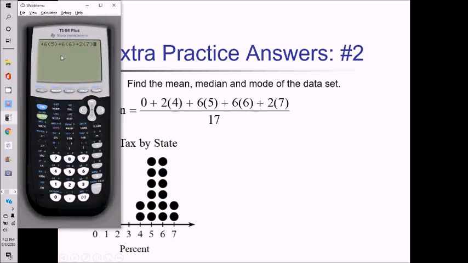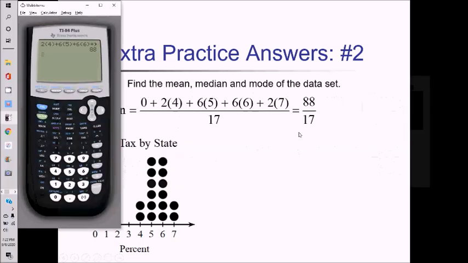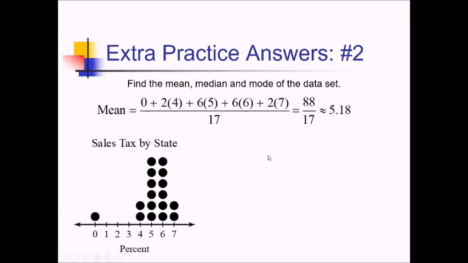All right, I'm going to run those numbers in my calculator now. I'm just plugging the numerator in here. I just want to see what it is before I do that final division. So all of those data items add up to 88. So we have 88 divided by 17. And now let's see what the average sales tax, or the mean sales tax, in the states is. So let's divide that by 17 to get 5.18%. Well, that sounds plausible.